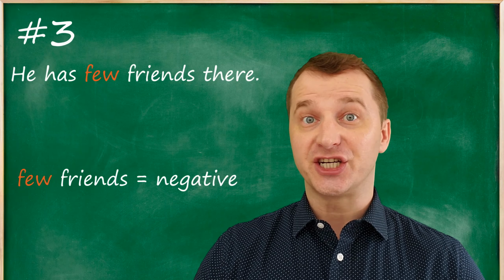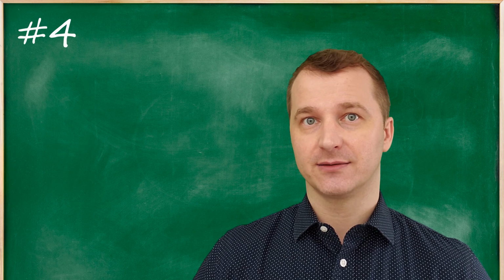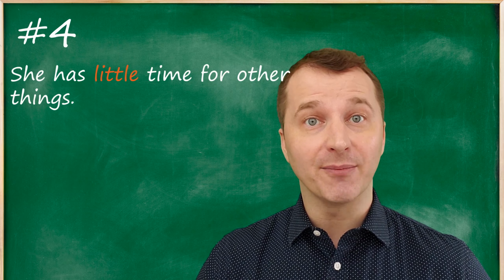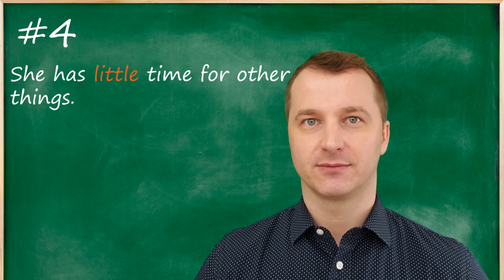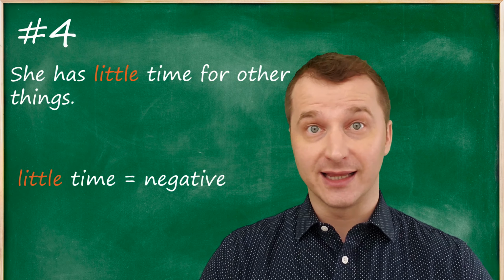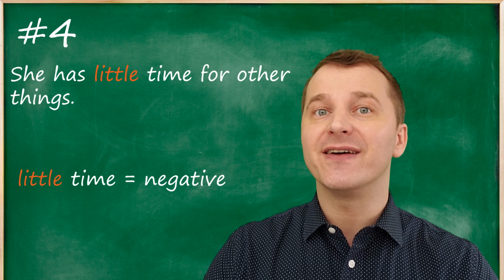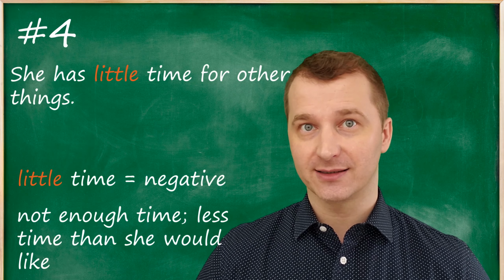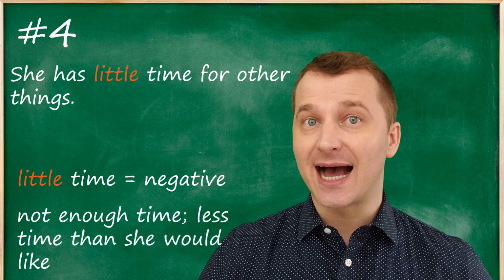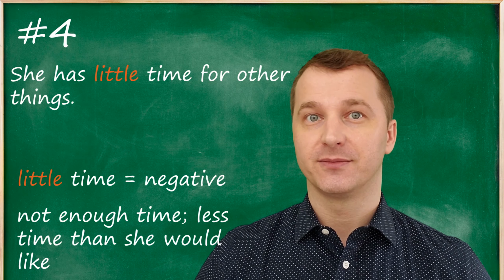Number 4. Katie is very busy with her college classes. She has little time for other things. Here, little time shows us that Katie does not have enough time for other things. She has less time than she would like.